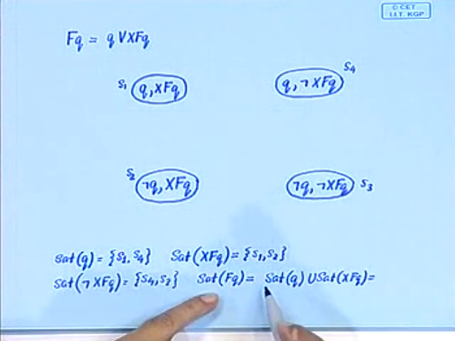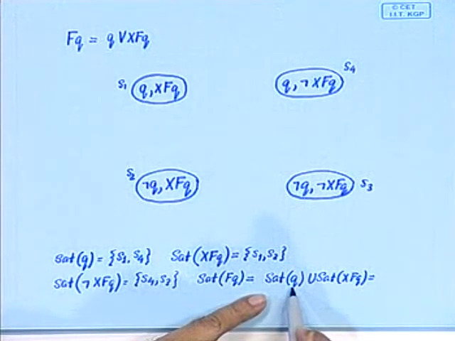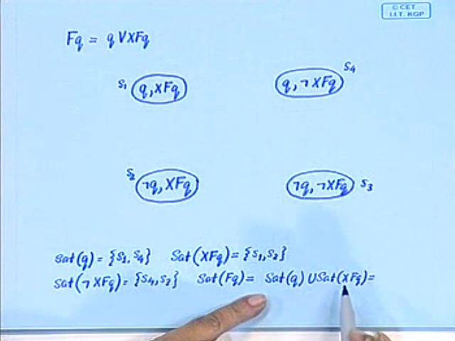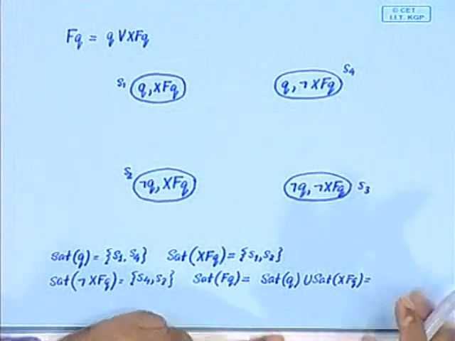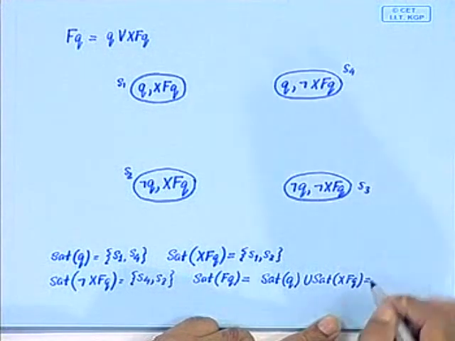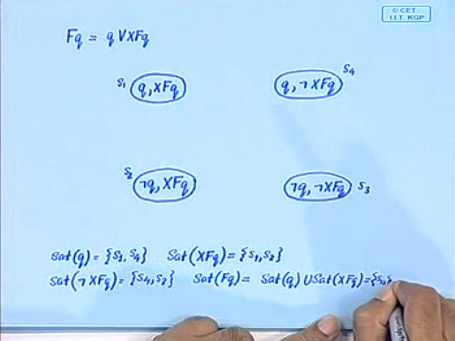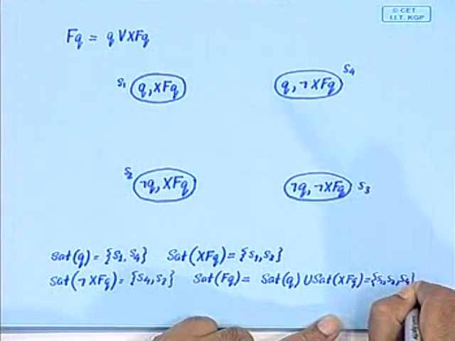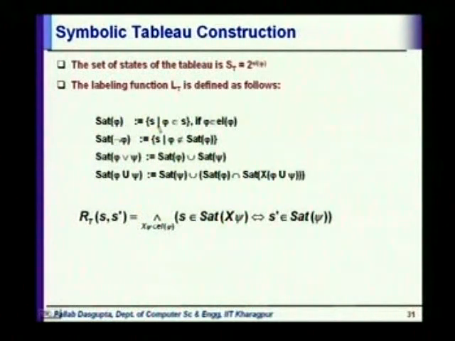Why do we write this? Because FQ can be satisfied in two ways. One is Q holds straight away, or those states in which XFQ holds, which means that in future Q will hold, right? So if we get these two, then S1, S2, S4.